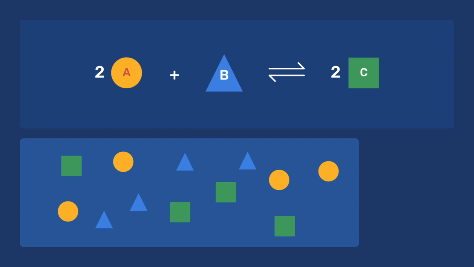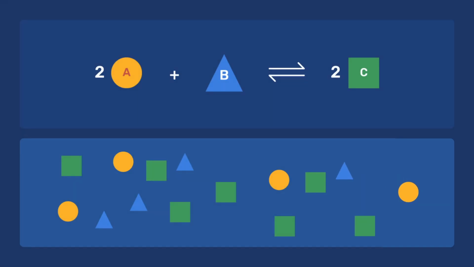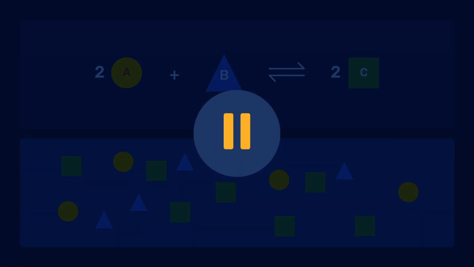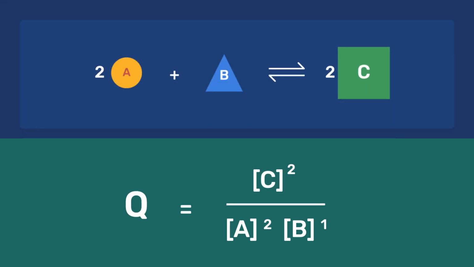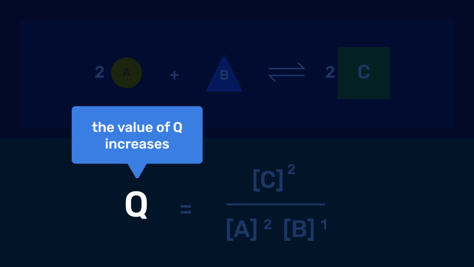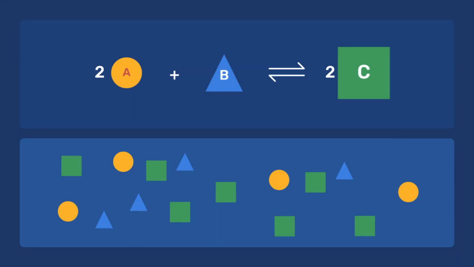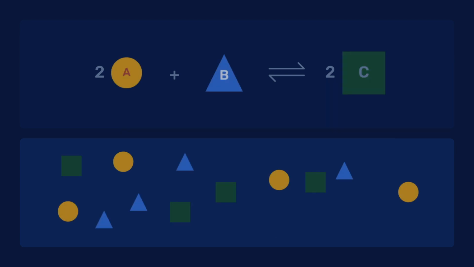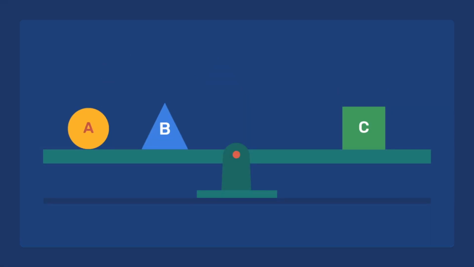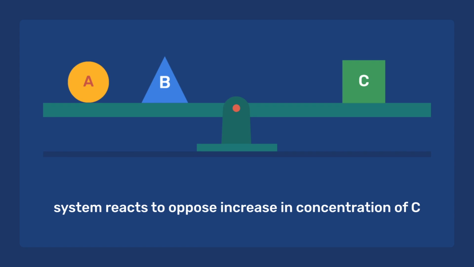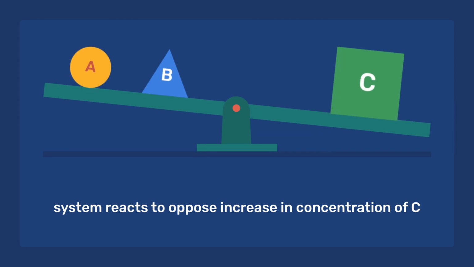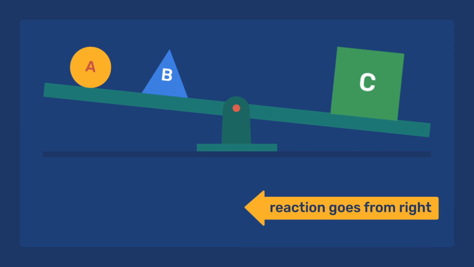Let us, for example, imagine that 3 moles of C are added to our mixture. Can you predict what will happen? Pause the video and think. By increasing the concentration of C, the value of Q increases. It becomes larger than K and must be reduced. For this, the system reacts by both decreasing the concentration of C and increasing the concentrations of A and B. From the Le Chatelier point of view, the system reacts to oppose the increase of concentration in C so that the reaction goes from right to left.